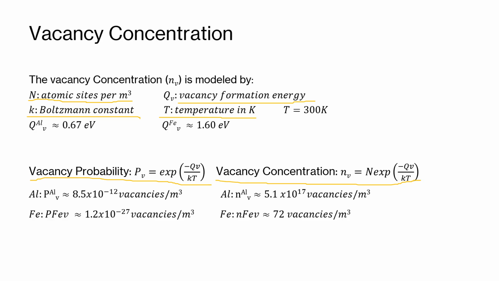When we take all of our information from this lab and plug it into both formulas, we see that for the one on the left, the vacancy probability, aluminum has a much higher vacancy probability than iron does. And if we look on the right, we see that aluminum has a much higher vacancy concentration than iron does.